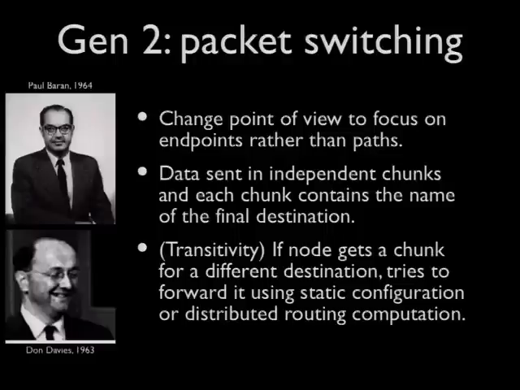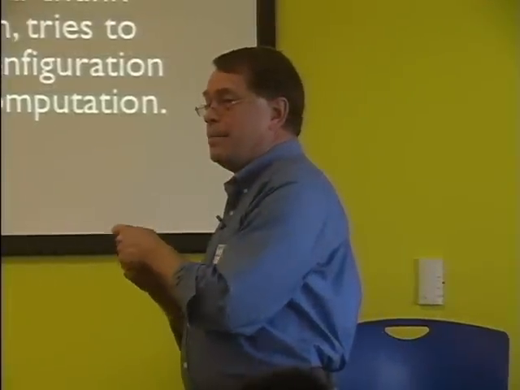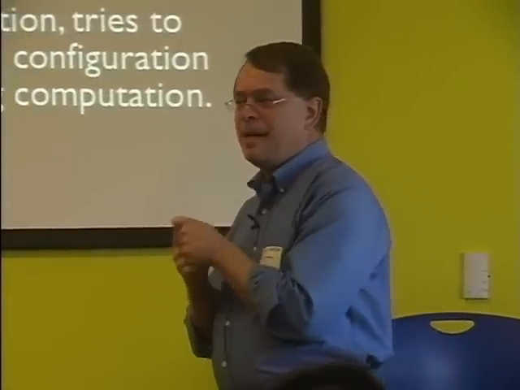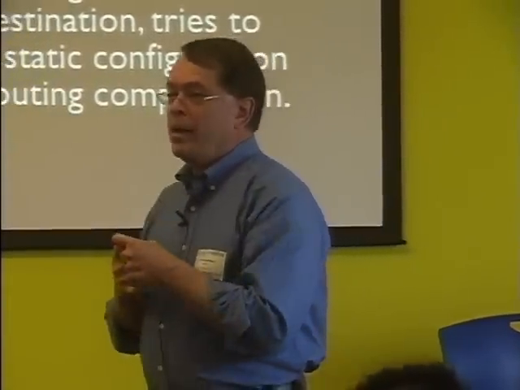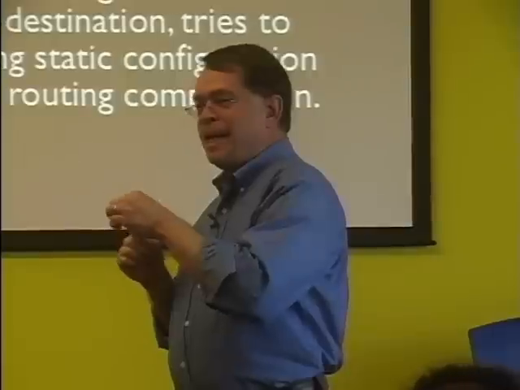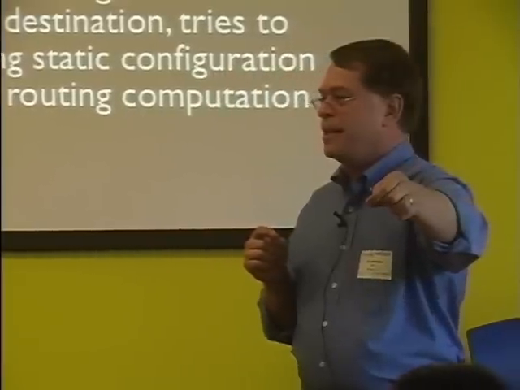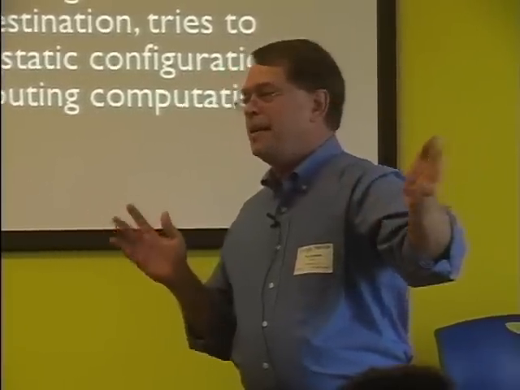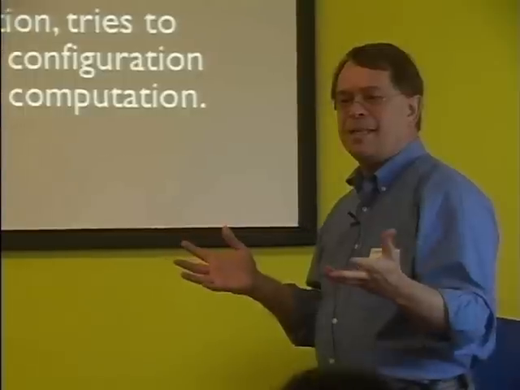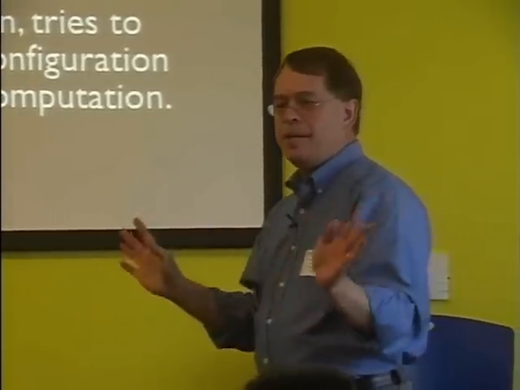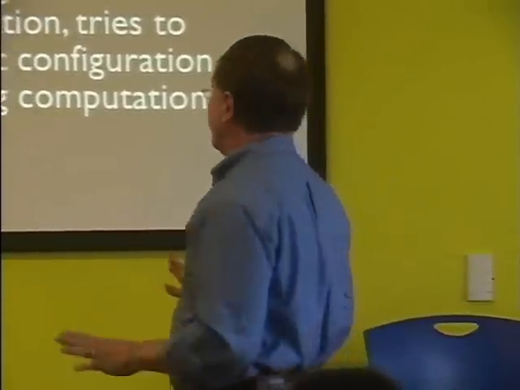And so they were free to change their point of view because Bell had put in a whole bunch of wires. And so they didn't have to worry about the problem of, well, how am I going to get a communication path between two computers? Just take it as given. There is a communication path. There's lots. The phone system's in place. Just use it. It's there.